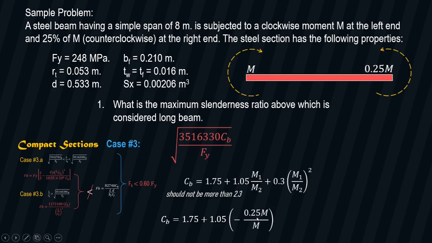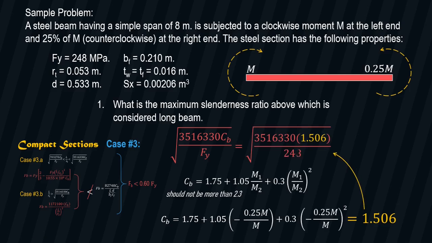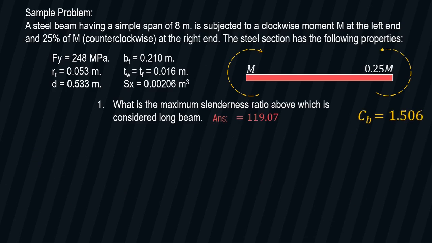We have negative 0.25 M over M. That's negative because the elastic curve for this beam has single curvature. So plus 0.3 times negative 0.25 M over M, raised to 2. M here can be cancelled out, just like this one. Therefore, the result is 1.506 for the value of CB. Substituting it to the formula, for this value we have 119.07. And that's the answer for number 1.